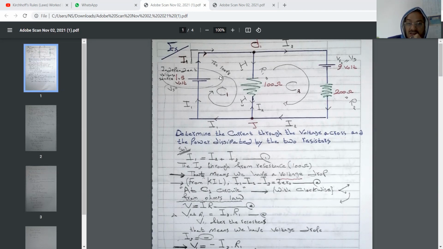We can call this loop 1, or C1, and loop 2, or C2, both clockwise. Now, determine the current through, the voltage across, and the power dissipated by the two resistors.